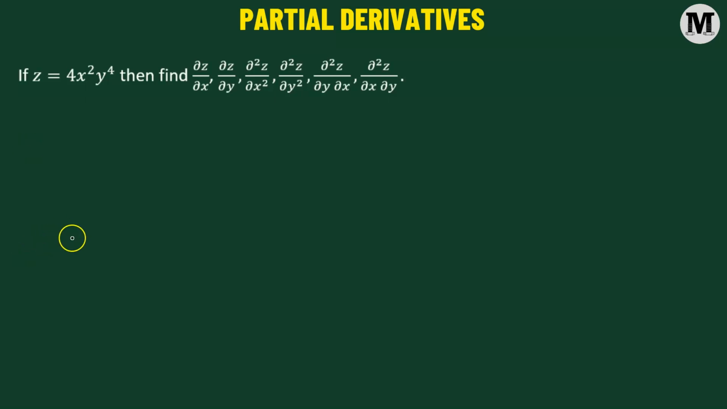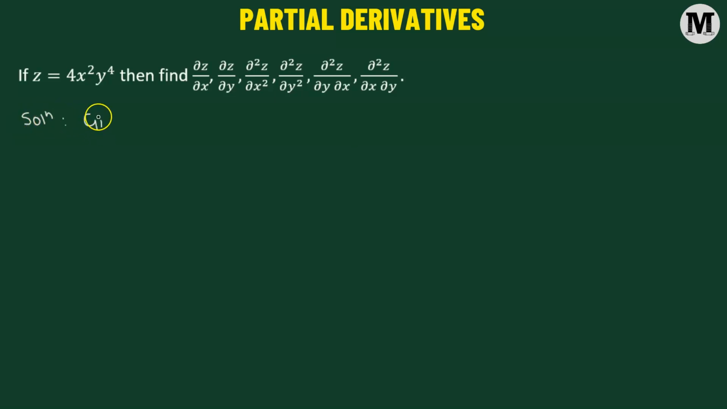So here we have a function z, which is a function of two variables x and y, and is given by this polynomial function 4 times x squared times y raised to the power of 4. Then we need to obtain the following partial derivatives. Okay, let us begin. So we'll start with the first one.